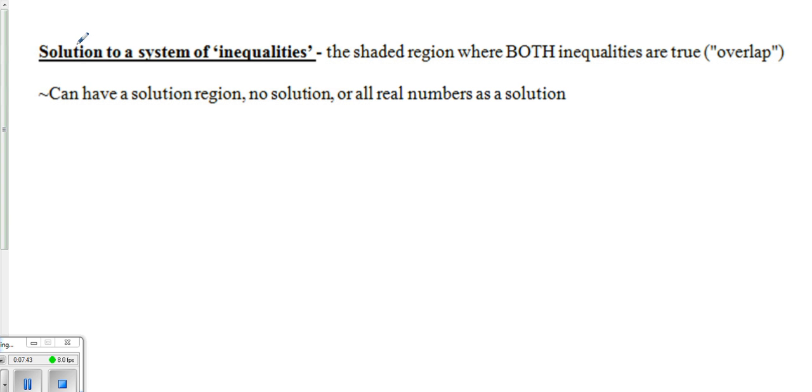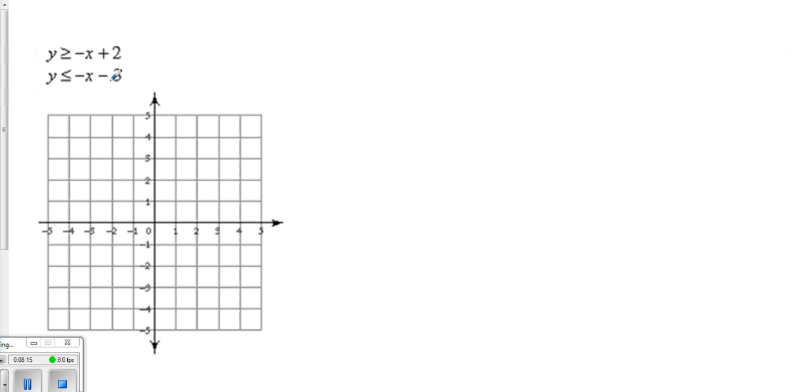Moving on from those ones, we're going to look at systems of inequalities. We were looking at systems of equations before, so where those two crossed each other and found one exact spot, solutions to inequalities are going to be two shaded regions where both inequalities are true, where they overlap. Now these can have a solution region, or they can have no solution at all, or they can say all real numbers are the place that it works. Everywhere works. So let's see how these ones pan out.